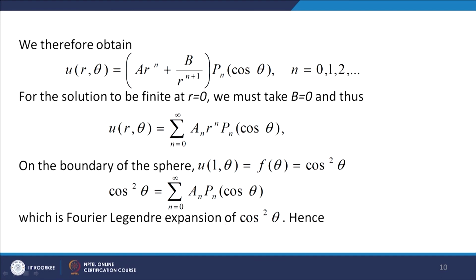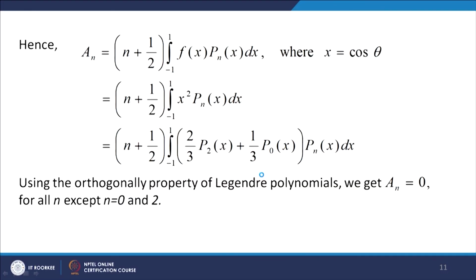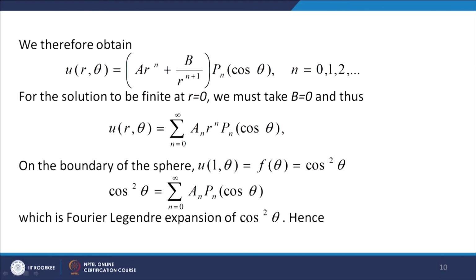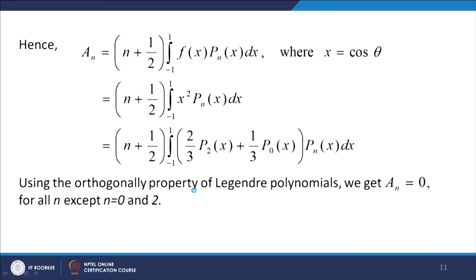And we know that in the case of a Fourier Legendre expansion of a function f of theta, we get this formula. These constants a_n can be computed by the formula a_n = (n + 1/2) times the integral from -1 to 1 of f(x) P_n(x) dx, where x is cos theta.